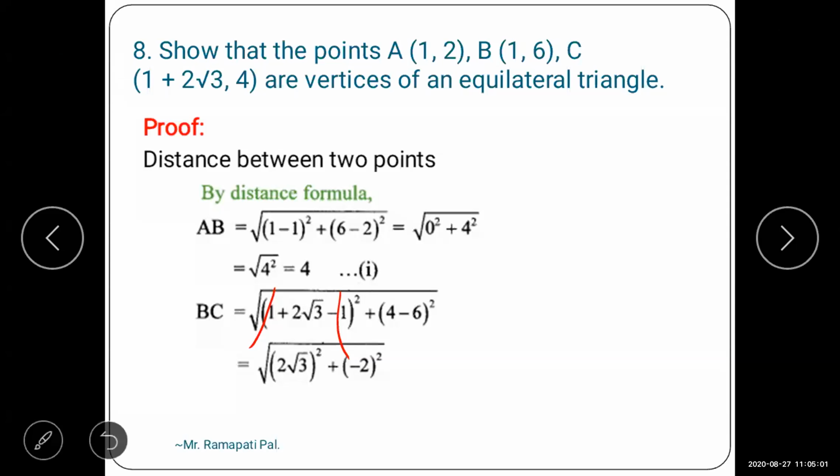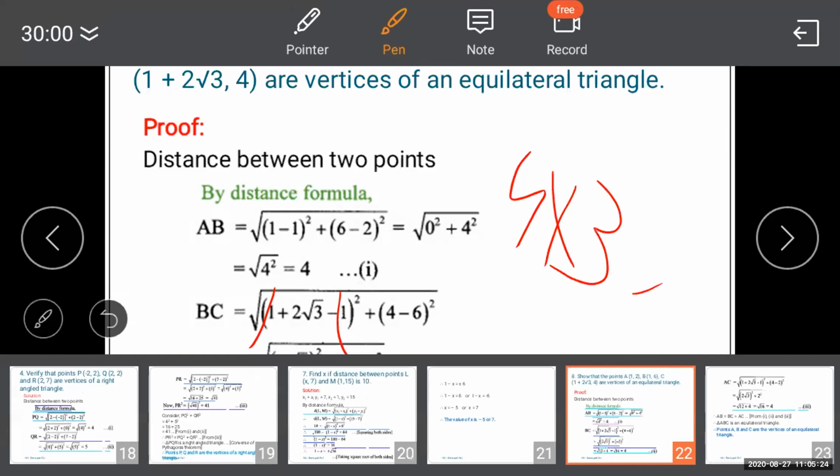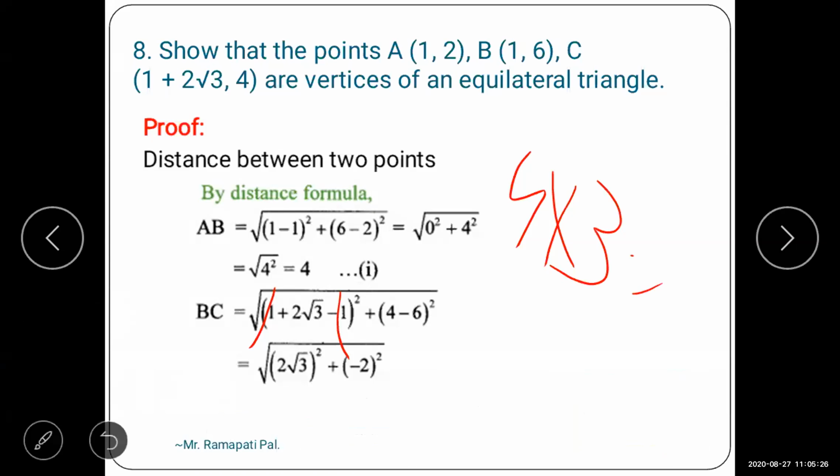Okay. Now it is very important. See, 2 square is what? Yes, 4. And root 3 square is what? 3. So 4 into 3, that is 12. Okay? So we will take 12. And we know that 2 square is 4. So under root, 12 plus 4 is 16.